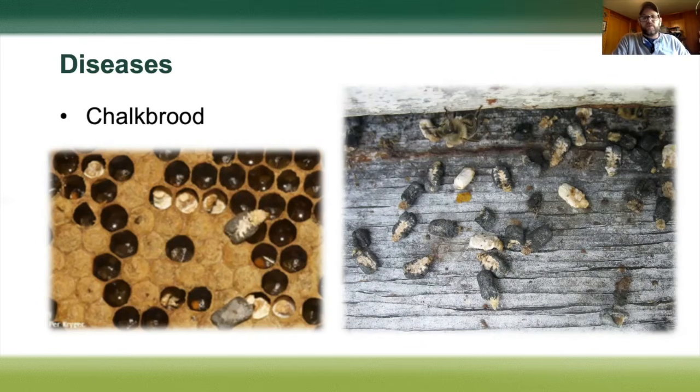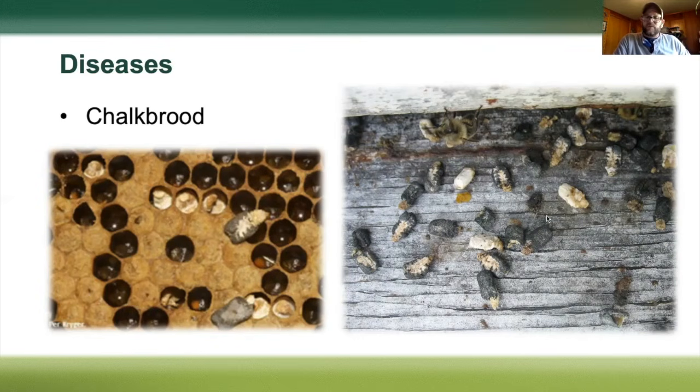But essentially, if you were to do an inspection and you were to see these things inside of these cells and you could pull them out, that is chalkbrood. Also, the workers will remove them, and so most of the time you find them on your bottom boards.